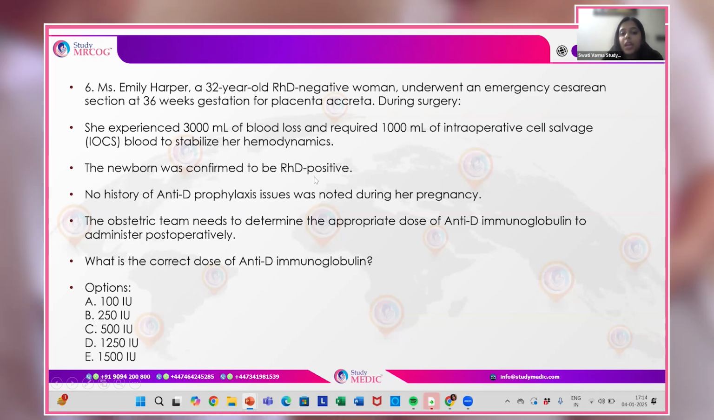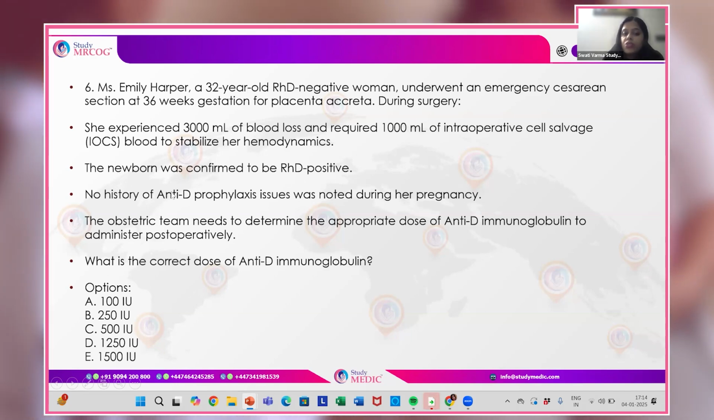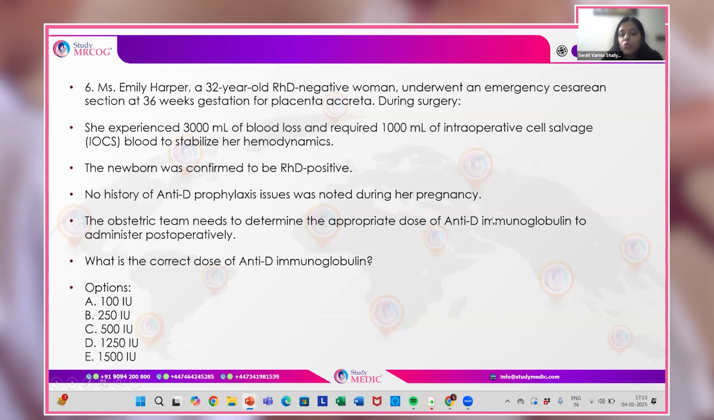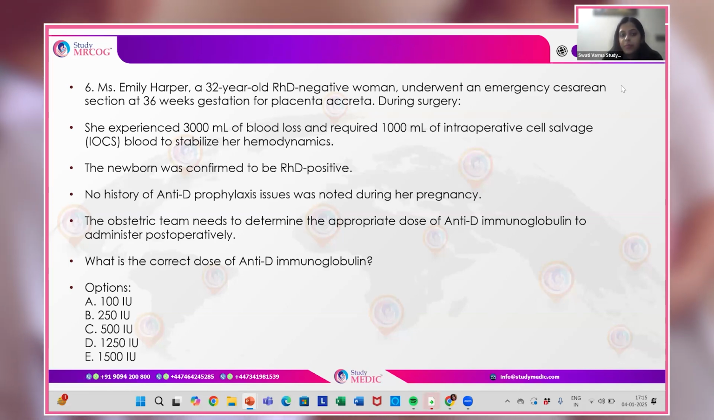Newborn was confirmed to be RHD positive. No history of anti-D prophylaxis issues was noted during pregnancy. Anti-D was given, there was no issue. Obstetric team needs to determine the appropriate dose of anti-D, how much to administer post-operatively. What is the correct dose of anti-D here?